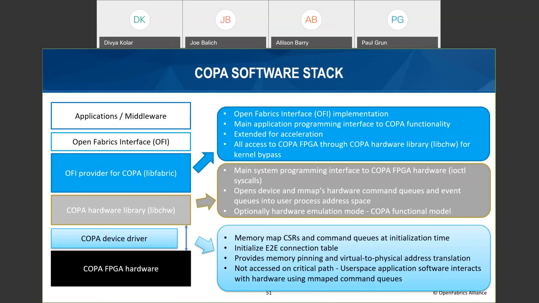Going beyond, the OFI provider for COPA is pretty much the interface to the external world, which completely shields all the idiosyncrasies of the underlying hardware and the underlying provider functionalities. Every application and middleware ends up using this OFI interface. And finally, the application's middleware is the top layer, and they are completely blind or agnostic to what the underlying hardware is. So this is the overview of the full stack. Does that answer the question that was raised earlier?